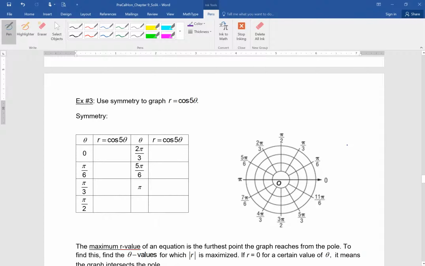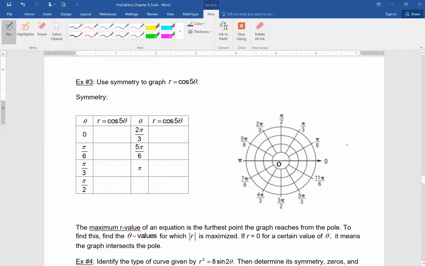All right, so let's graph this one. We have r equals cosine 5 theta. What type of symmetry does this have? It's symmetric around the polar axis, which means we're going to graph from 0 to 2 pi. So go ahead and take a few minutes and graph this one. When you complete your table, this is what it should look like.